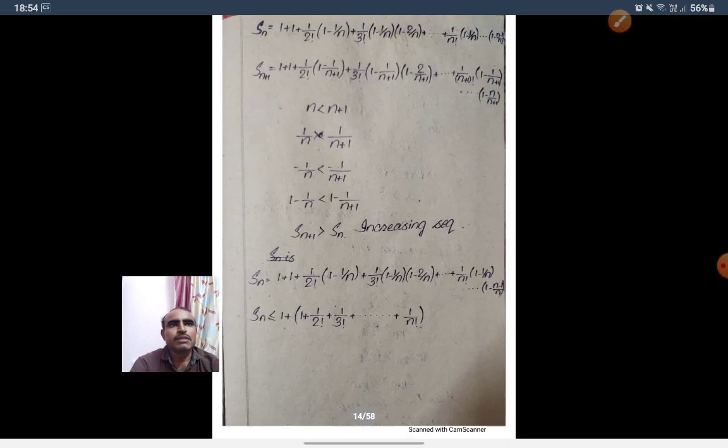We get 1 plus 1 plus 1 by 2 factorial into 1 minus 1 by n, plus 1 by 3 factorial into 1 minus 1 by n into 1 minus 2 by n, and so on, up to 1 by n factorial into 1 minus 1 by n and so on, up to 1 by n plus 1.